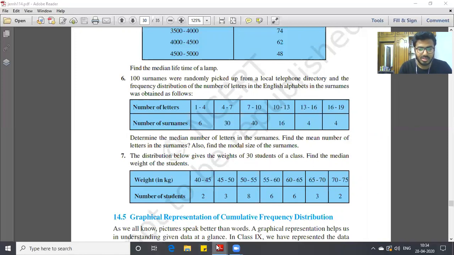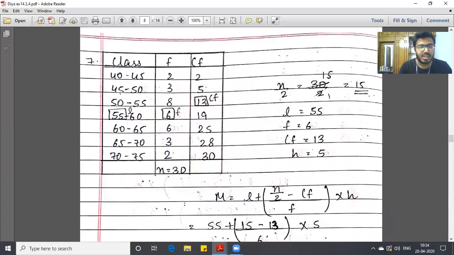Okay. It's basically the same pattern itself. The class we are writing, we are writing the frequency, and then we are taking the cumulative frequency. Cumulative frequency as it is. Here we have to write the first one as it is, in place of less than. 3 plus 2 is 5, then 8 plus 5 is 13, 6 plus 13 is 19, 6 plus 19 is 25, 3 plus 25 is 28, 2 plus 28 is 30. So n value you are getting as 30. Okay, you can write n here also. This total is also equal to n.